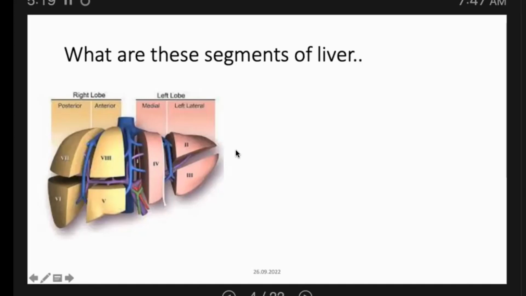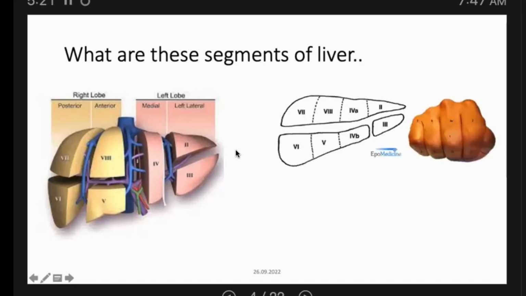So if you simplify it, you can just relate it to your fist. On the fist, you can see your fingers. Radiologically, the radiology team usually relates it to your fist, where you can easily remember the segments. So 5, 6, 7, 8 anti-clockwise, and 4A and 4B, and 2, 3.